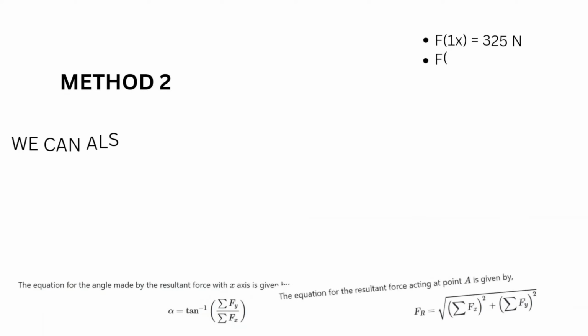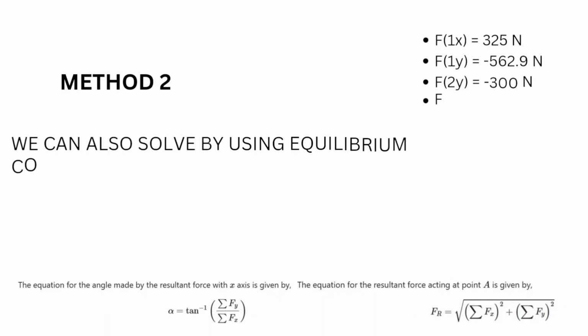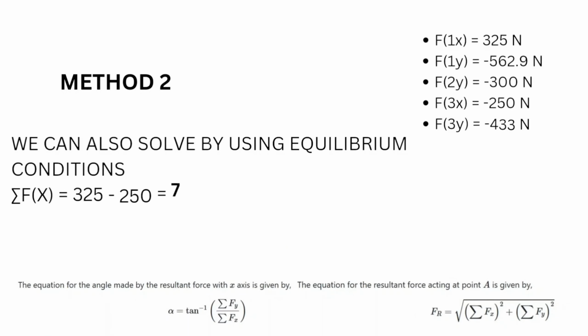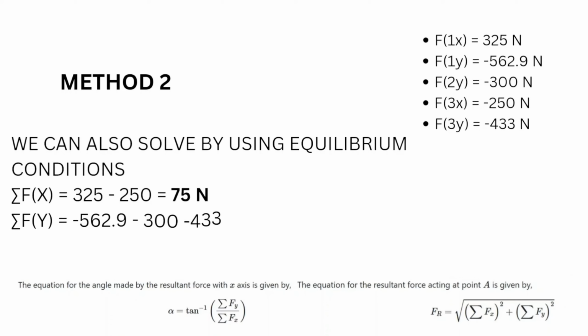There is also another method. We can also solve by using equilibrium conditions, where summation of Fx is equal to 75 Newtons and summation of Fy is equal to minus 1295.9 Newtons, the same as before. If I substitute this in the formulas given below, I will get the same answer as before.